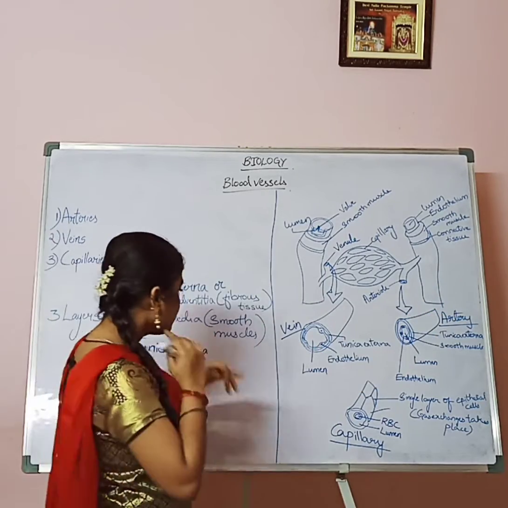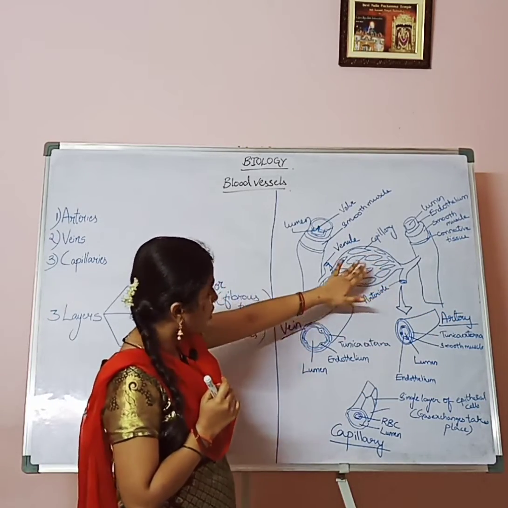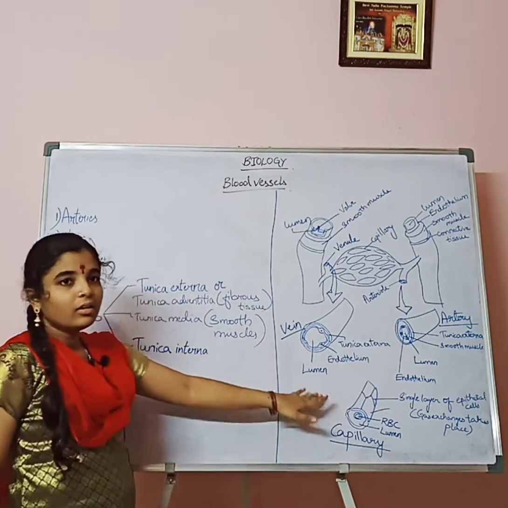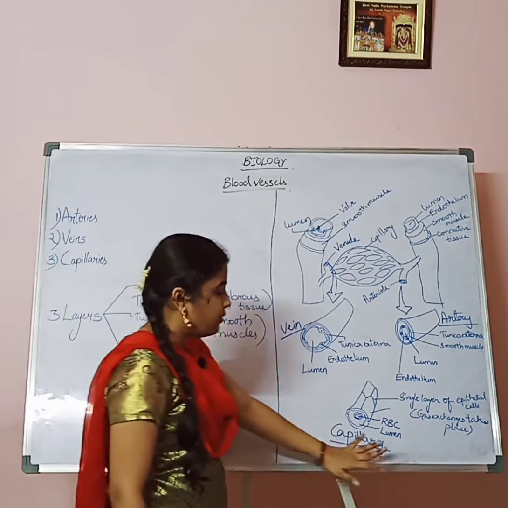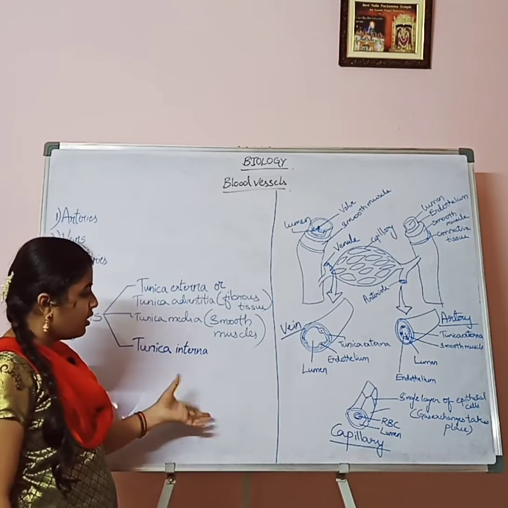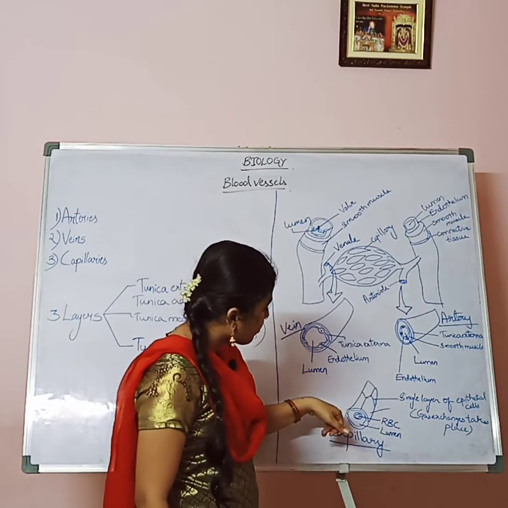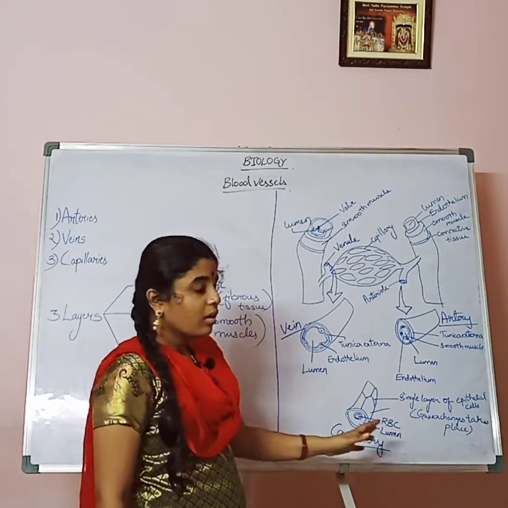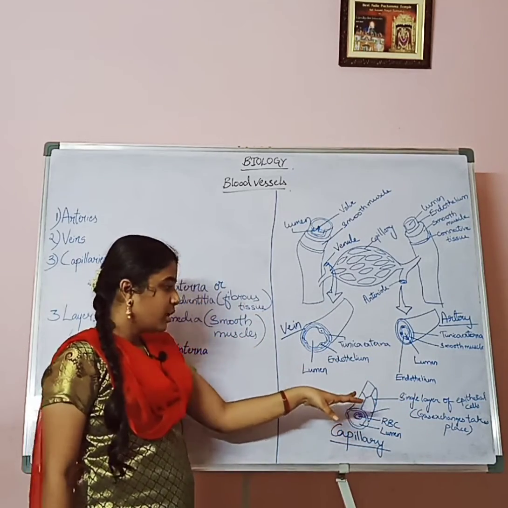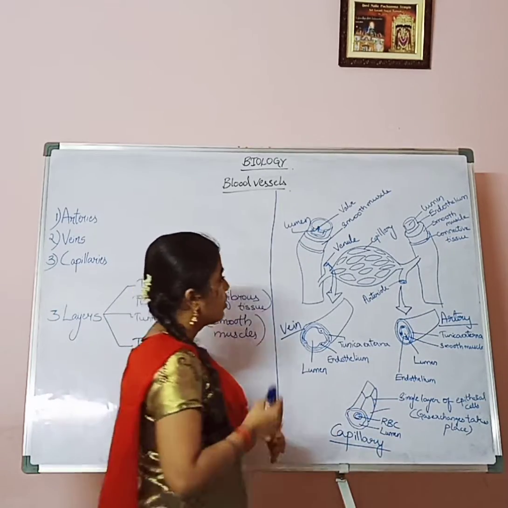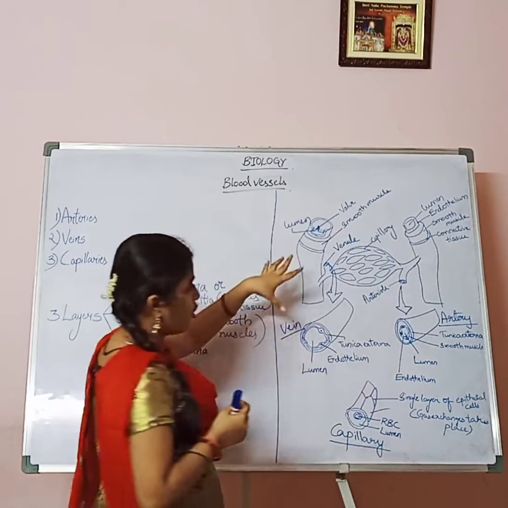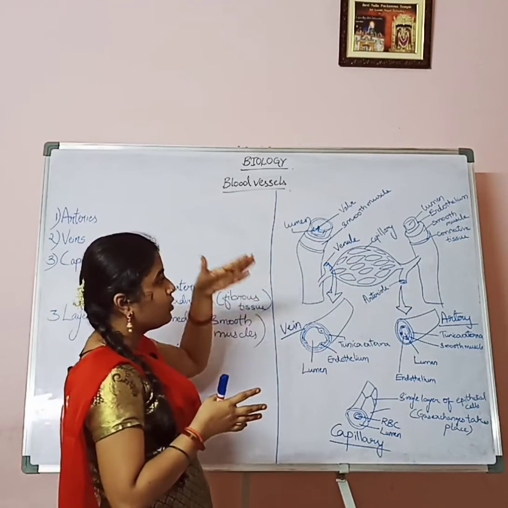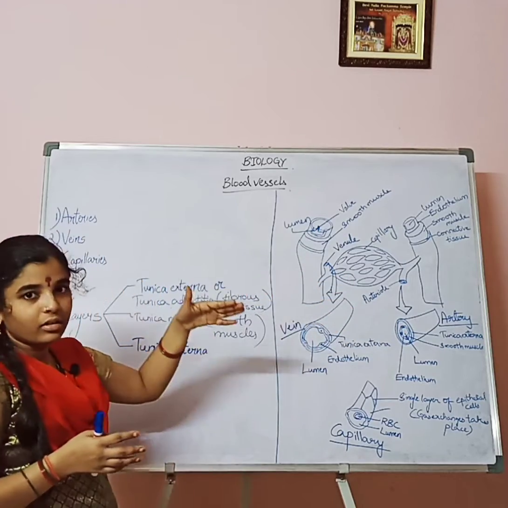Next, capillaries. You can see the diagram of capillaries. A capillary is a single-layered blood vessel. It consists of only one layer, the endothelium, where endothelial cells are present. Due to this single layer, it helps in diffusion. Arteries, capillaries and veins form a network, and through this network only, blood circulates in our body.